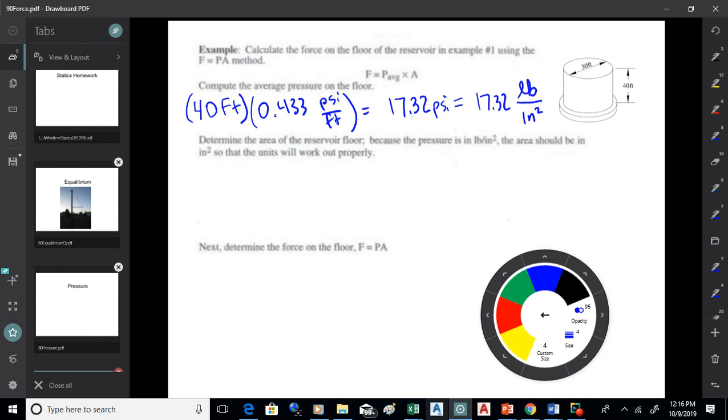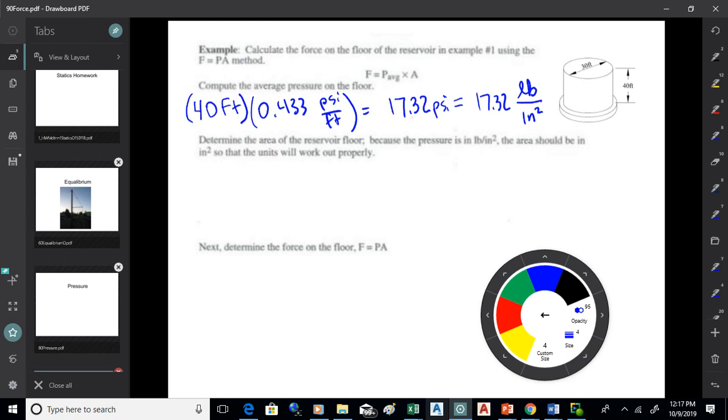So what that tells us is every square inch of that footing has 17.32 pounds pushing on it. So now if we can figure out what the area is of the footing, we can find the total force, can't we? We can multiply that pressure times the area. That's the idea on this. Now, just be sure that you're using the right unit, because that's pounds per square inch. It's not pounds per square foot. It's pounds per square inch.